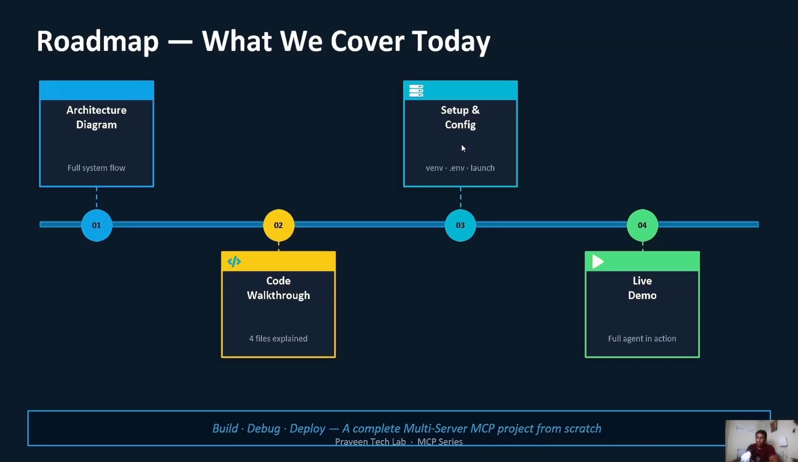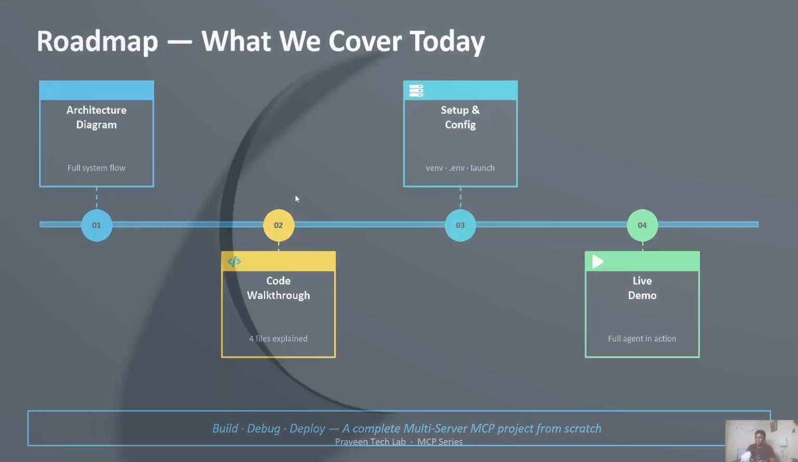Next, setup and config. We set up the virtual environment, install dependencies, and configure the .env file with the OpenAI key and model name. Next, in the live demo, we run the full agent both from the command line and using the Tkinter desktop UI. You will see the agent call the three MCP servers in sequence and watch OpenAI compose the final study plan in real time.